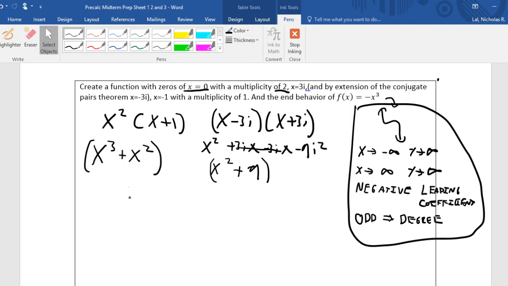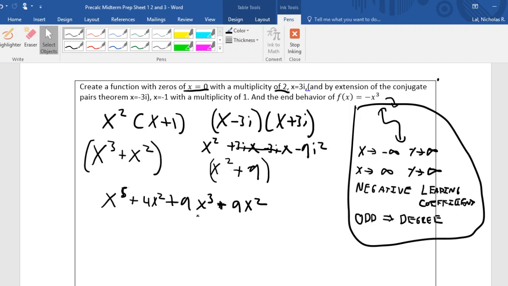And this creates x cubed times x squared, that's x to the 5th. x cubed times 9 is plus 9x cubed. x squared times x squared, that's plus x to the 4th. x squared times 9 is plus 9x squared. So x to the 5th plus x to the 4th plus 9x cubed plus 9x squared. This is equal to taking our function in factored form and expanding it.